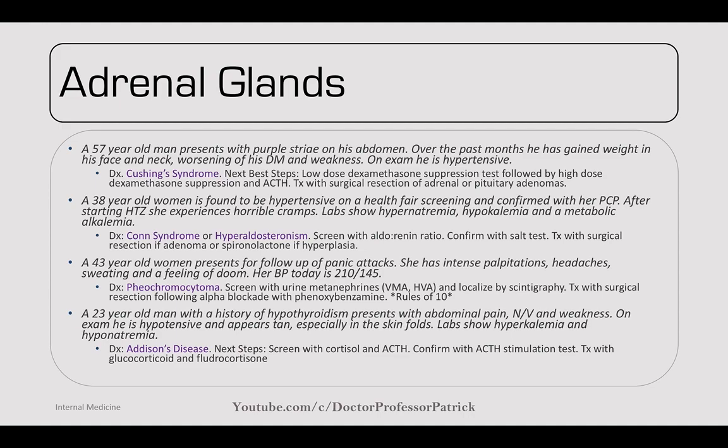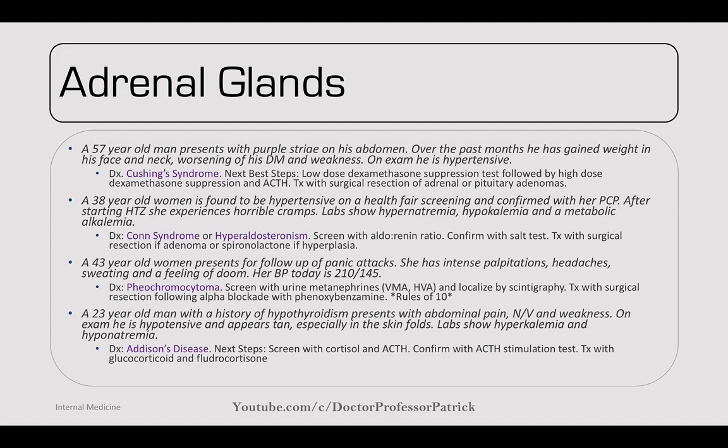Now we've got adrenal glands. So we've got a 57-year-old man who presents with purple striae on his abdomen. Over the past months, he's gained weight in his face and neck, and there's been worsening of his diabetes and weakness. On exam, he's hypertensive. So this is a classic Cushing's syndrome.